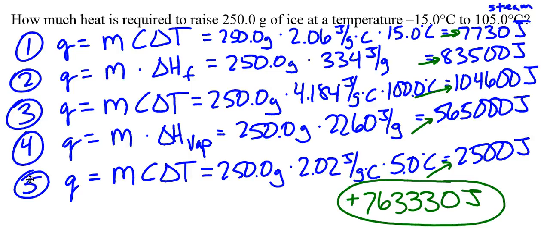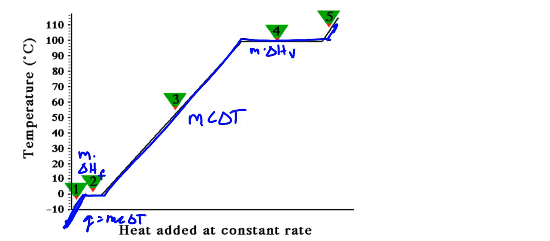So in this case, in order to raise the temperature of 250 grams of ice from a temperature of negative 15 degrees Celsius all the way up to 105 degrees Celsius as steam, it's going to take 763,330 joules. Okay, so I know it looks like a lot, but it's all the same stuff. You just have to make sure you realize what part of the graph you're working on. The graph will help. If you have any questions, please ask.